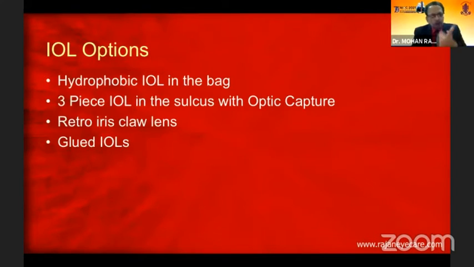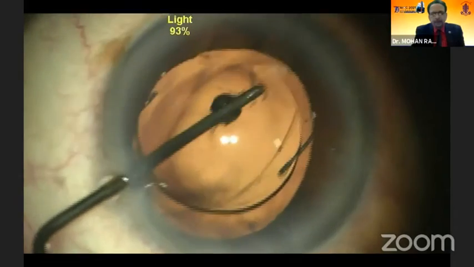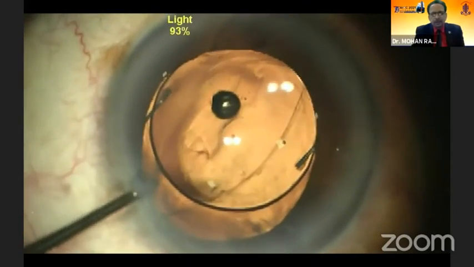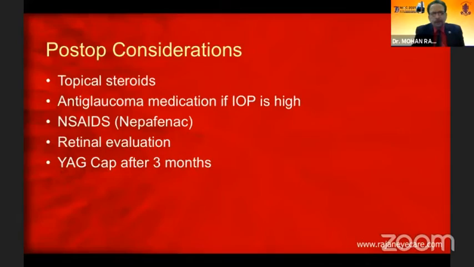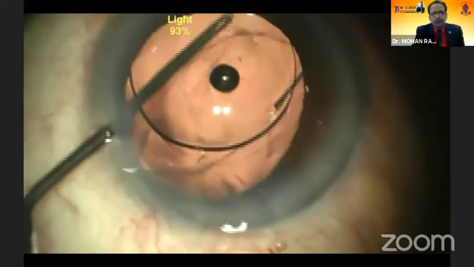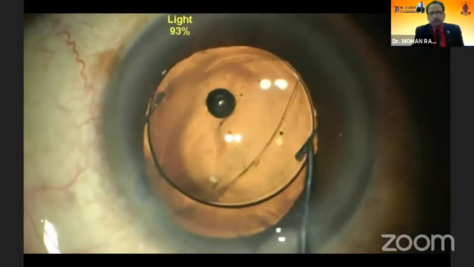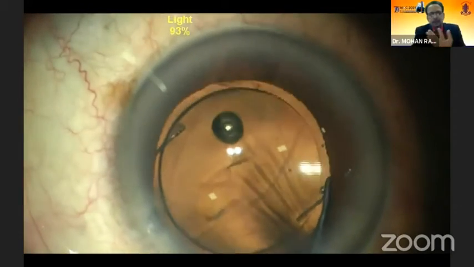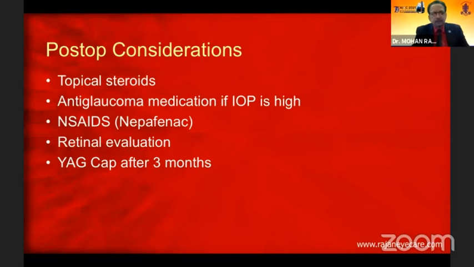So IOL options: always prefer a hydrophobic IOL in the bag, or a 3-piece IOL in the sulcus with an optic capture. And this is an optic capture. If you put the lens in the sulcus, always make sure that you capture the lens. It's very important to capture the lens and look for the ovalization of the anterior capsule when you capture the optic, with the haptic in the sulcus and the optic in the bag. This prevents UGH syndrome and makes sure the lens is very stable.